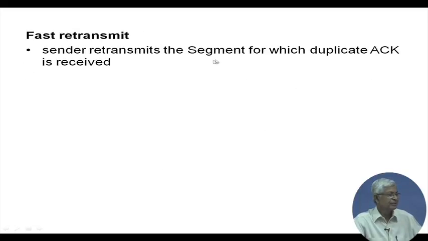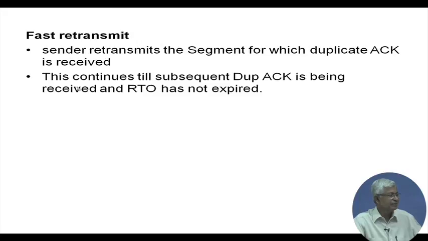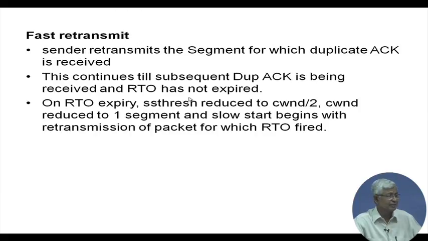When the sender retransmits the segment for which duplicate ACK is received, this continues as long as subsequent duplicate ACKs are being received and RTO has not expired. For each duplicate ACK, one segment can be sent. If the RTO expires, SS threshold will be reduced to CWND by 2, CWND will be reduced to 1 segment, and slow start begins. That is the usual RTO procedure.